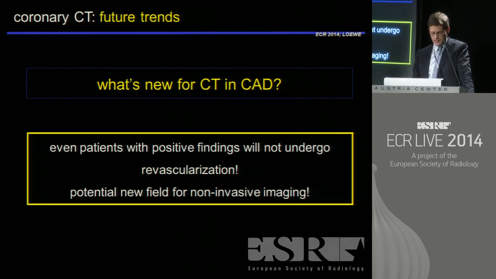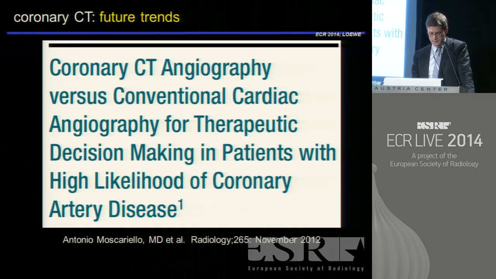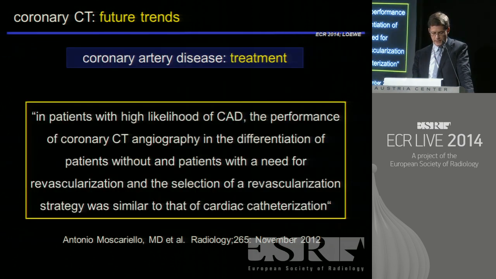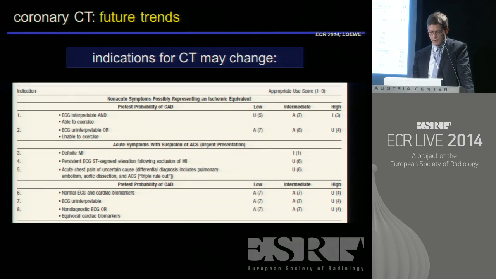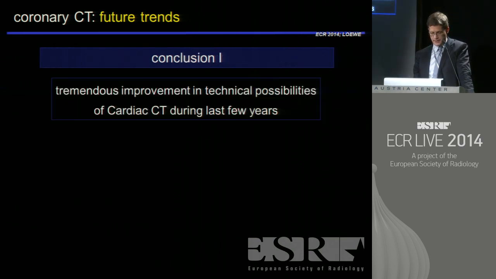And here CT can help, as shown by this very recently published paper in patients with a high likelihood. They concluded that in patients with a high likelihood of coronary artery disease, the performance of CT in the differentiation of patients without and patients with a need for revascularization was possible at the same level as that of cardiac catheterization. So maybe we can change our indications to a much higher rating for coronary CT in the very next years.